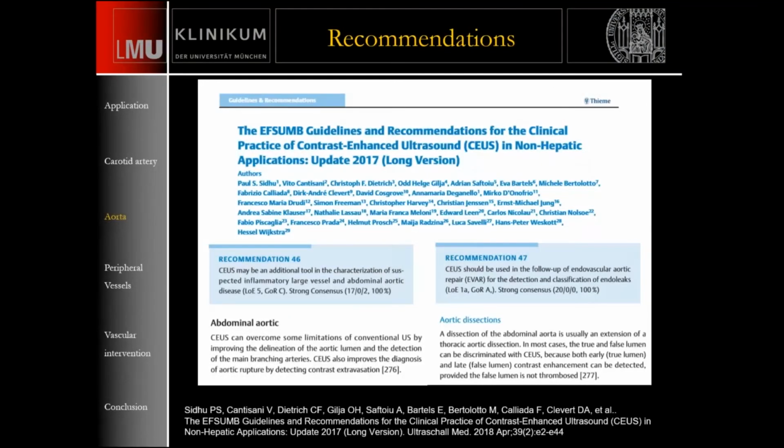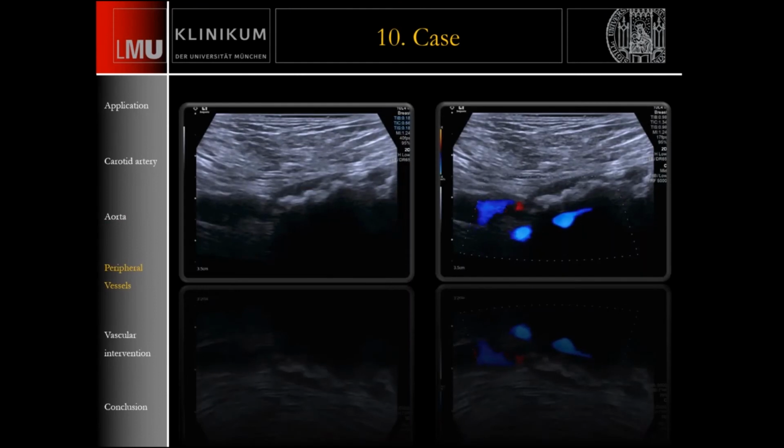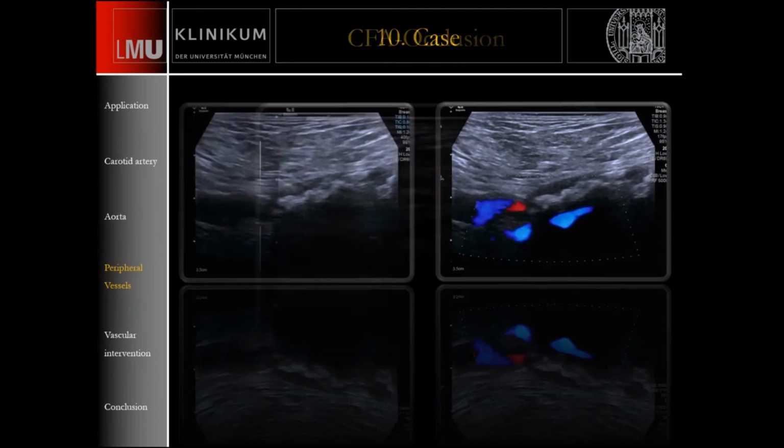This is also recommended by the EFSUMB guidelines. Now we switch to the peripheral vessels. This is the femoral artery. We see some flow by looking at the color Doppler. We see a couple of calcifications. The patient had pain in the leg.